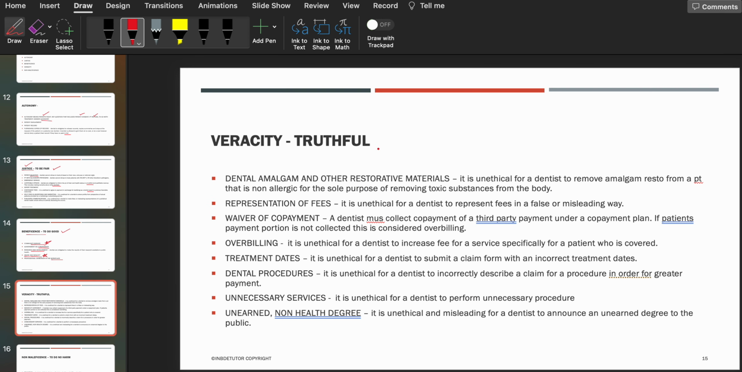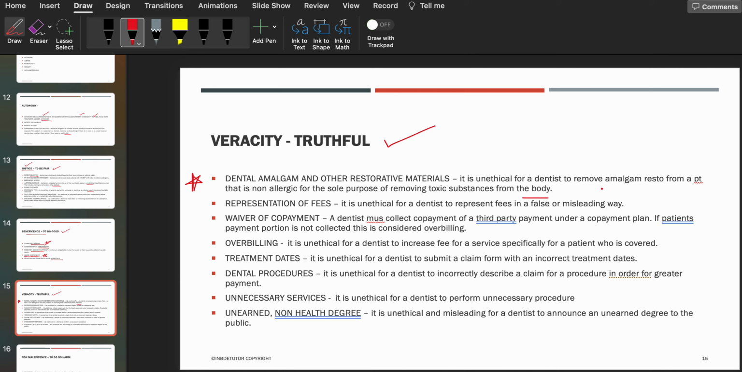Next one is veracity, that means being truthful. Again, a question does come on dental amalgam and other restorative materials. It is unethical for a dentist to remove amalgam restorations from a patient that is non-allergic for the sole purpose of removing toxic substance from the body.